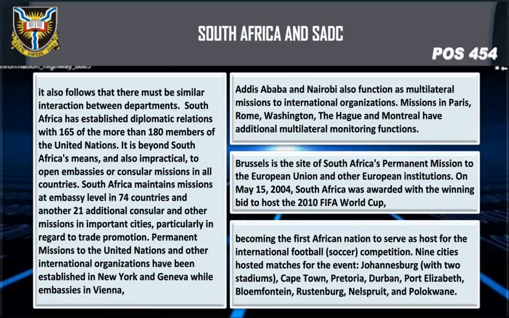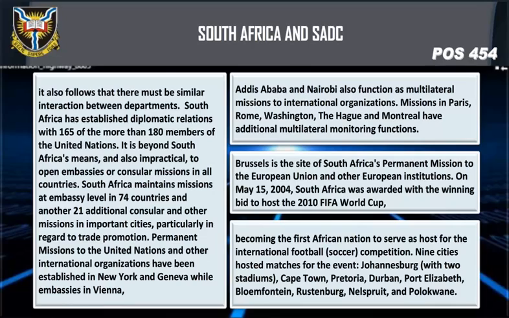Permanent missions to the United Nations and other international organizations have been established in New York and Geneva, while embassies in Vienna, Addis Ababa, and Nairobi also function as multilateral missions to international organizations. Missions in Paris, Rome, Washington, The Hague, and Montreal have additional multilateral monitoring functions. Brussels is the site of South Africa's permanent mission to the European Union and other European institutions.